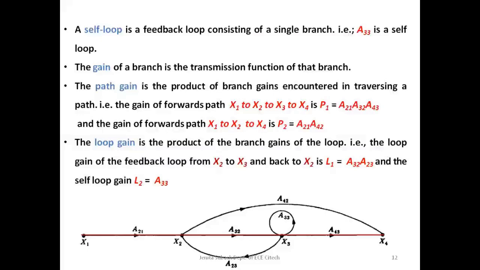And we have another path here, that is a forward path starting from x1 to x2 towards x4, and the path gain can be given by the product of the branches A21 and A42. The loop gain is the product of the branch gains of the loops. That is, the loop gain of the feedback loop from x2 to x3 back to x2 is a product of again the branch gains. So we have 2 branches here, A32 and A23. Hence the loop gain L1 is given by A32 times A23 and the self loop gain L2 is given by A33.